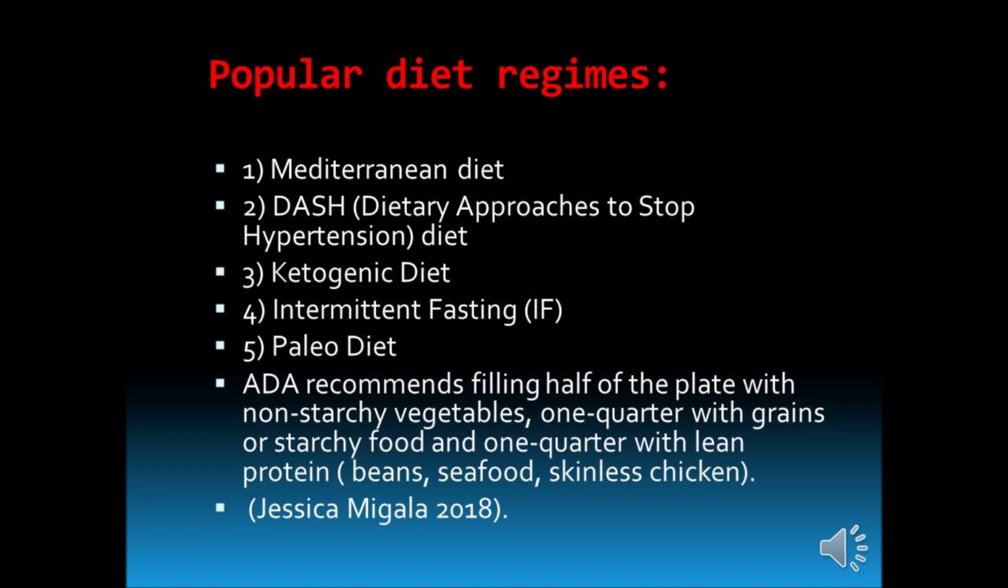As a clinician, I don't recommend the exotic diet regimes available in the market. Some of the popular diet regimes are the Mediterranean diet, DASH, or the Dietary Approaches to Stop Hypertension diet, ketogenic diet, intermittent fasting diet, and the paleo diet. ADA recommends filling half of the plate with non-starchy vegetables, one quarter with grains or starchy food, and one quarter with lean protein like beans, seafood, skinless chicken.